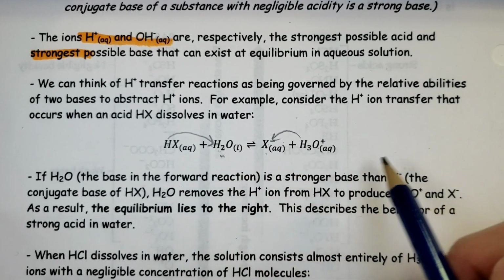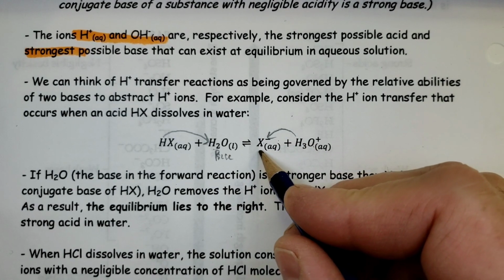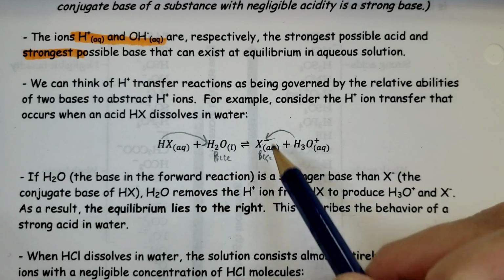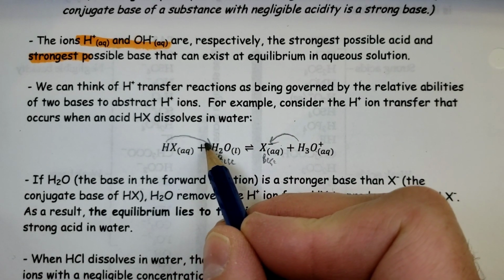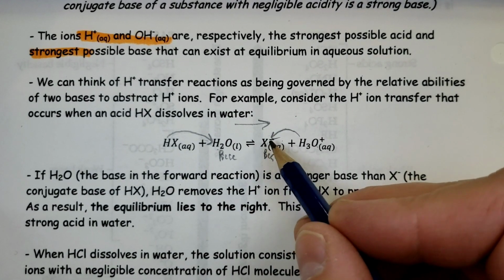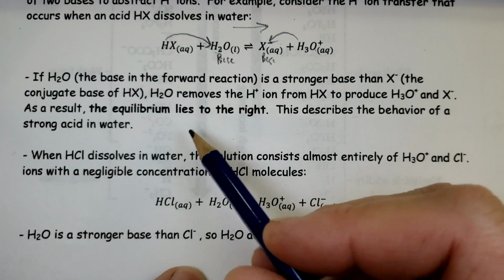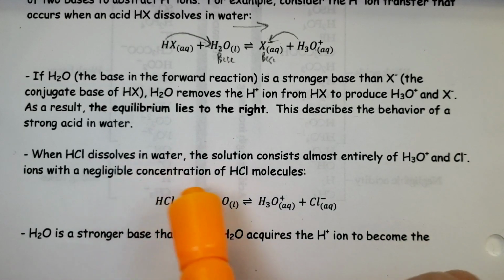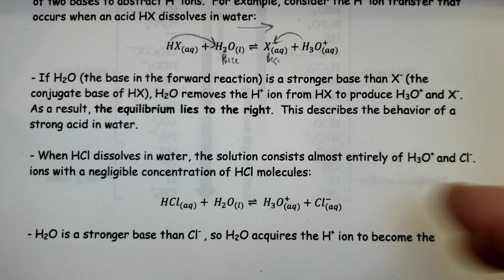So if the H2O in the forward reaction is a stronger base than the X minus in the reverse reaction, we would have the equilibrium lie to the right. So if this is strongly accepting the H plus, it's going to exist in this direction. Whereas if this strongly takes the H from here, it's going to lie to the left. Okay, so we're going to get into which way the equilibrium would lie mostly. When HCl dissolves in water, the solution consists almost entirely of H3O plus and Cl minus, because HCl is a really strong acid.